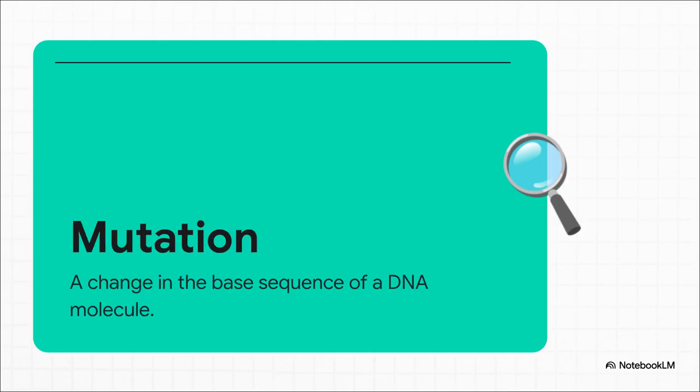But what happens if there's a typo in that recipe? Well, that's pretty much what a mutation is. It's a change in the DNA base sequence. Now, these changes can be totally harmless. Sometimes they're even beneficial, but in other cases, they can have a really significant impact on an organism.